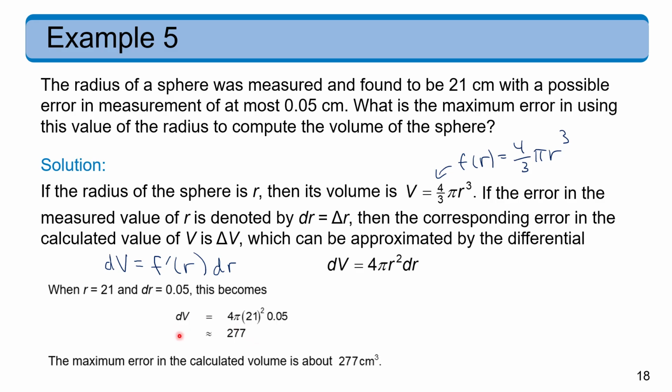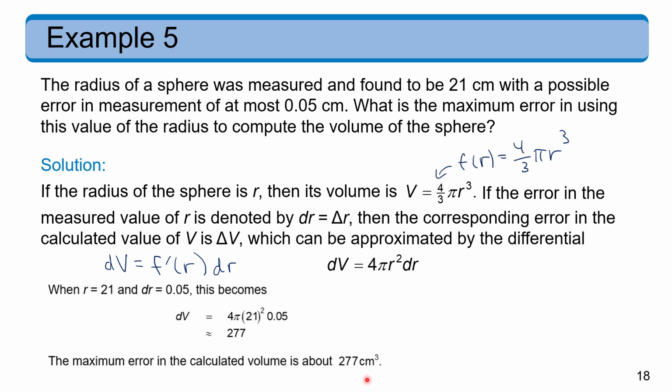Now, because we use the maximum error when we set our dr as 0.05, the maximum error in the radius will give us the maximum error in the volume. So this 277 is the maximum error in the volume. We just need to put units on it. Since the radius was measured in centimeters, the volume would be in cubic centimeters.